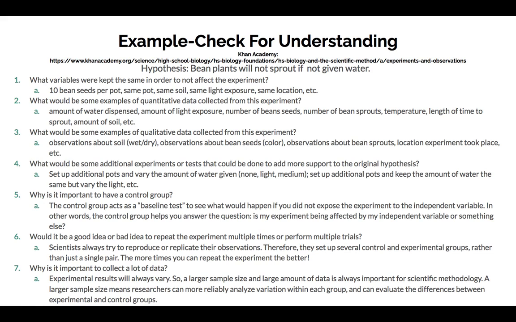There's a lot of text on this slide, but we're going to talk this one out. What variables were kept the same in order to not affect the experiment? Not all of these were shown on that one picture, but here are a few things that we can assume. They kept the number of bean seeds per pot the same, the same type of pot, the same soil, same light exposure, same location.